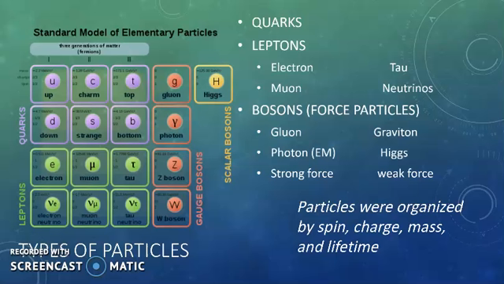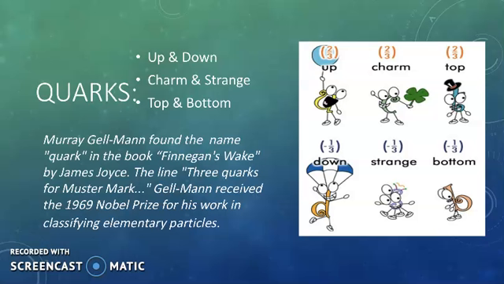These particles were organized by spin, charge, mass, and their lifetime. And you can see the different particles here. More specifically speaking about quarks, we have an up and down, charm and strange, top and bottom. And they got their name from the book Finnegans Wake by James Joyce, from the line "three quarks for Muster Mark." Not really sure how that takes play in it, but they thought it was a cool name. So Murray Gell-Mann found the name quark in that book, and then he received the Nobel Prize in 1969 for his work in classifying these elementary particles.